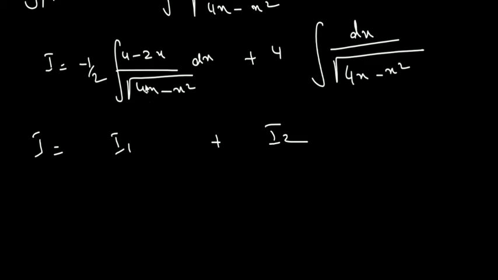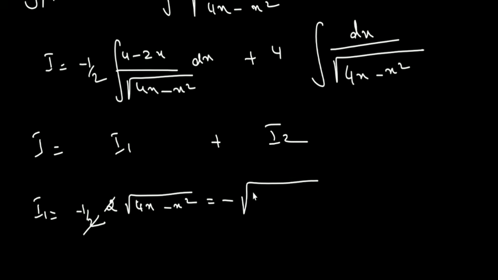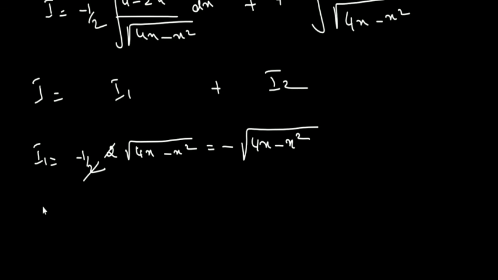So let us again do it straight away here. I am just writing it separately. I1 is minus half, and you know that the differentiation of the denominator within the root is there in the numerator. So the integration of this will be 2 times the denominator. So I1 is minus root of 4x minus x square.